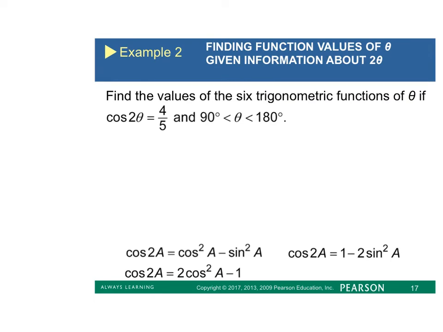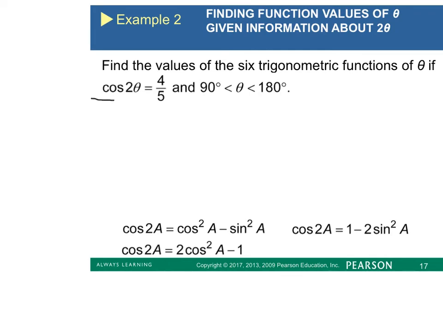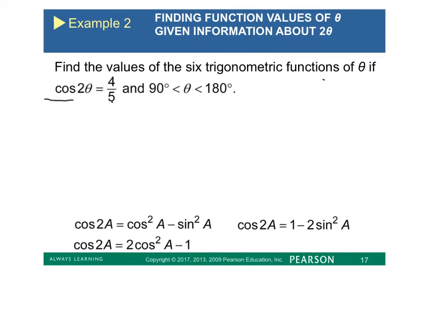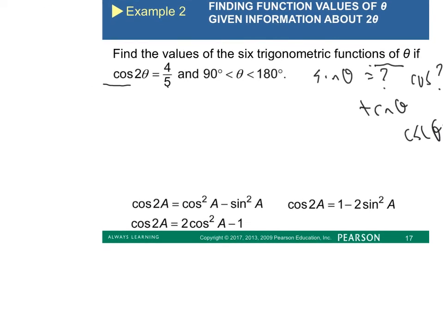Example 2. Find all the values of the 6 trigonometric functions if we know that cosine of 2 theta is 4/5. So now he wants me to find all trig functions of theta, not 2 theta. He wants the sine of theta, the cosine of theta, the tangent of theta, and then all the reciprocals, like the cosecant of theta. Okay, so obviously we're going in reverse.